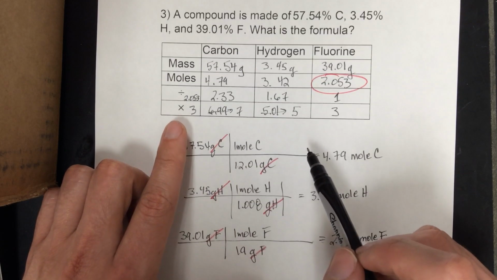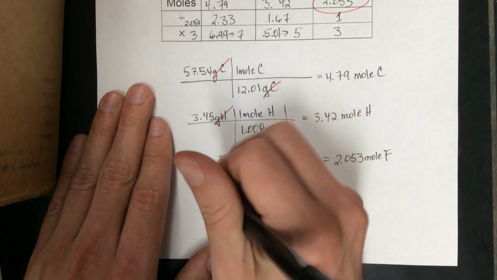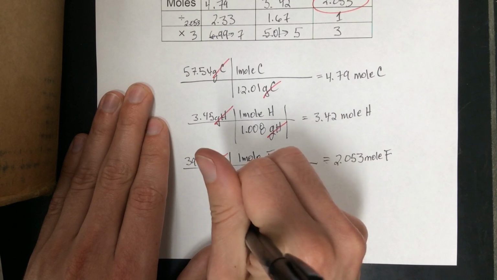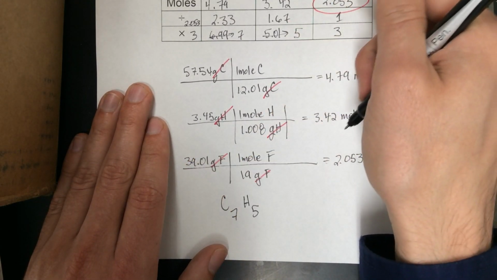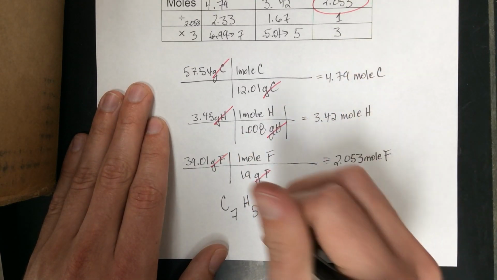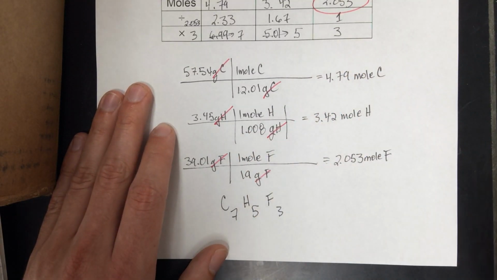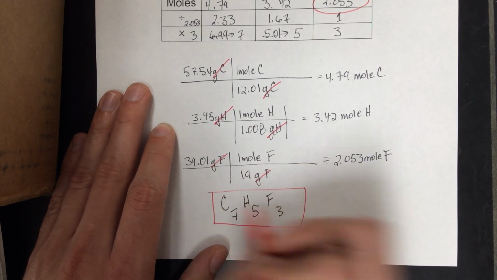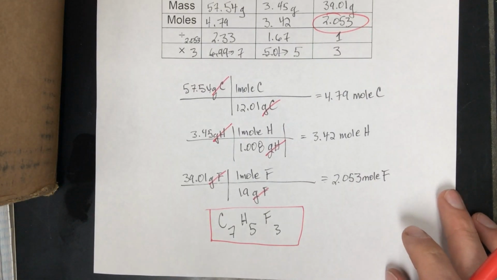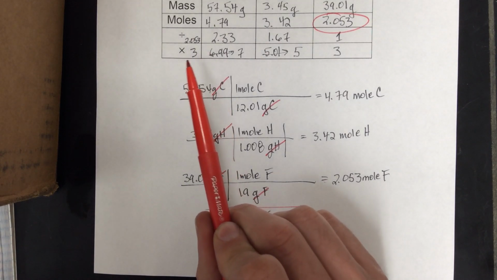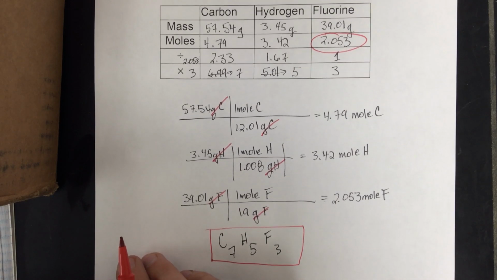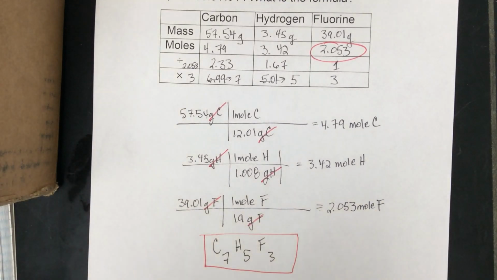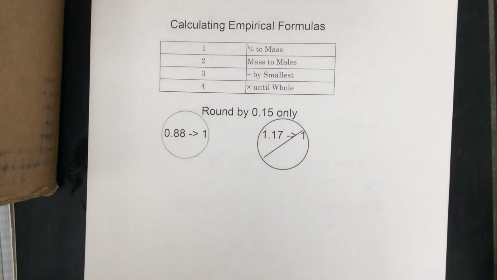I'm going to write my formula for my final answer. I've got C for carbon, and there's a 7 behind it. I've got H for hydrogen, there's a 5 behind that. And I have F for fluorine, there is a 3 behind that. So my final answer is C7H5F3, because I had to multiply by a 3 factor in order to get my ratios to come out as whole numbers. So that's how you calculate the empirical formula of a material from the percent composition.